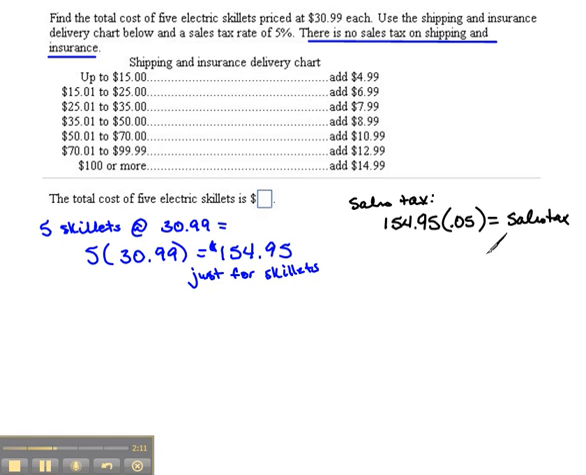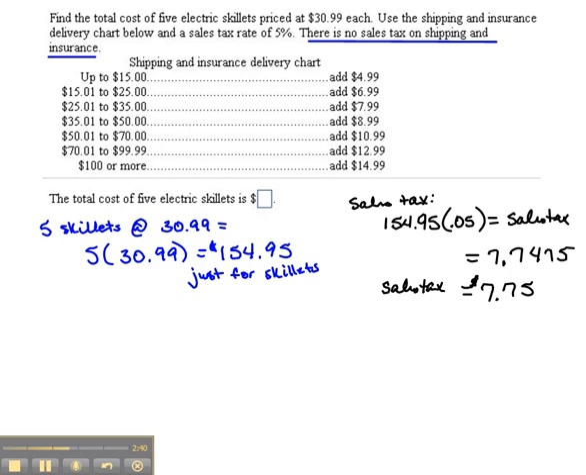So our sales tax then will be, if you do this on your calculator, you get 7.7475. Now, we're dealing with money here, which means we need to round to the nearest hundredth, or in this case the nearest cent. So we're going to multiply this and then round to $7.75. So that's going to be our total sales tax.